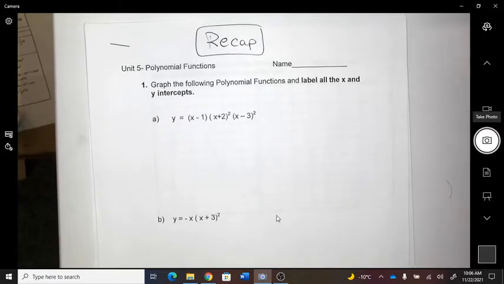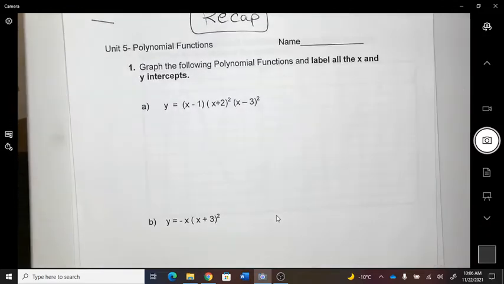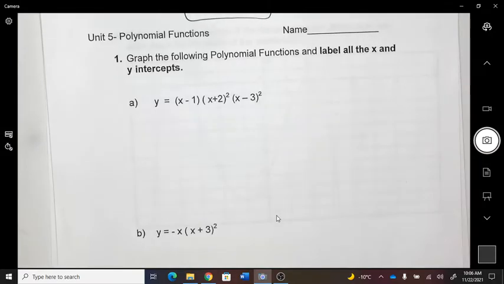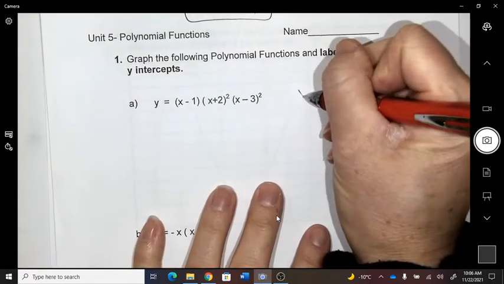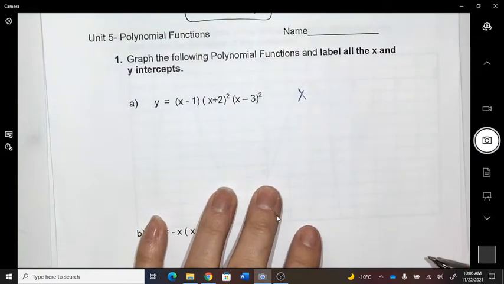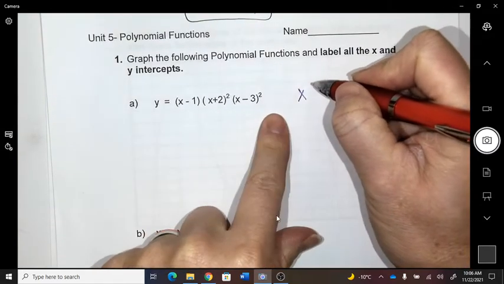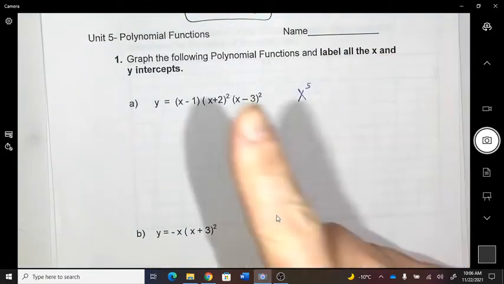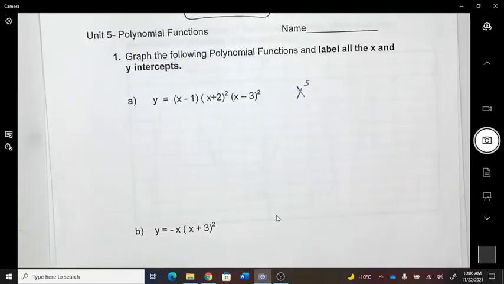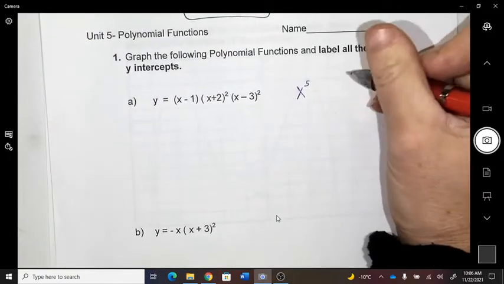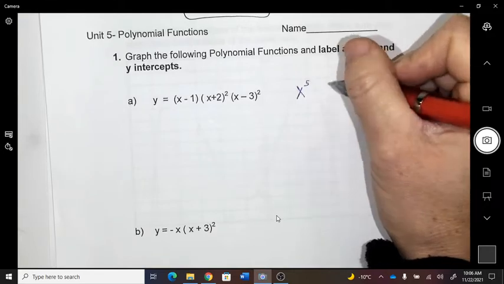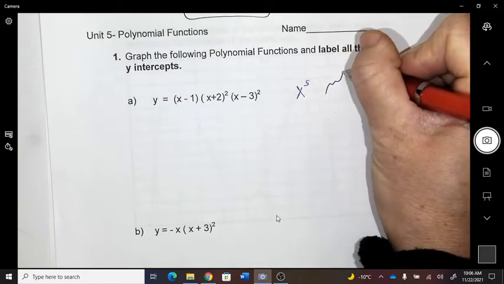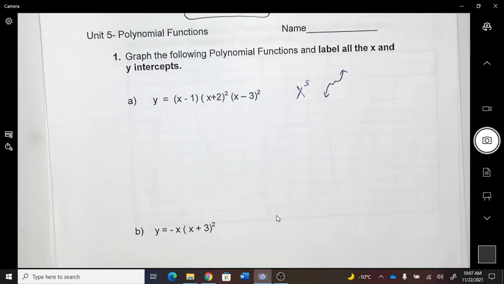Okay, graphing polynomials. So what degree is this? How many x's to the what degree? Did you pick 5? Okay, because we have an x times 2 more x's times 2 more x's, so eventually this would be x to the 5th, which means what's happening with my arrows on the shape? My arrows better be going in those directions, right? Arrows go opposite with a 5th.